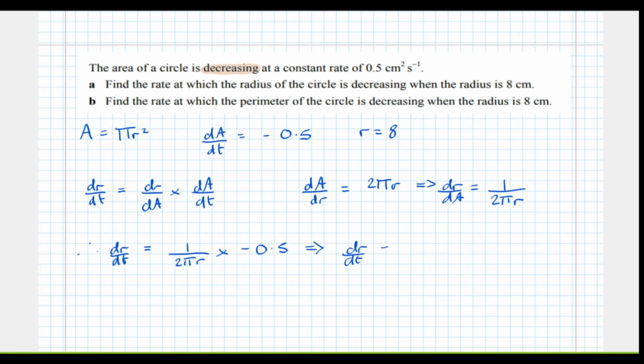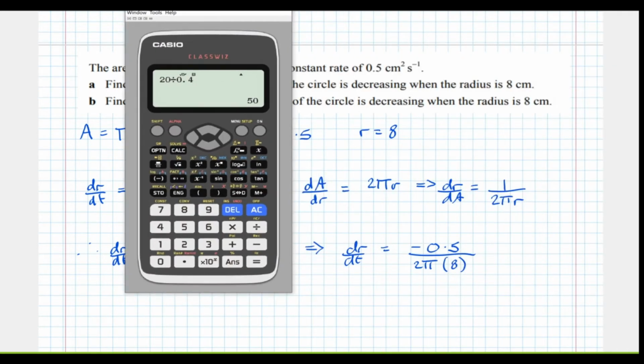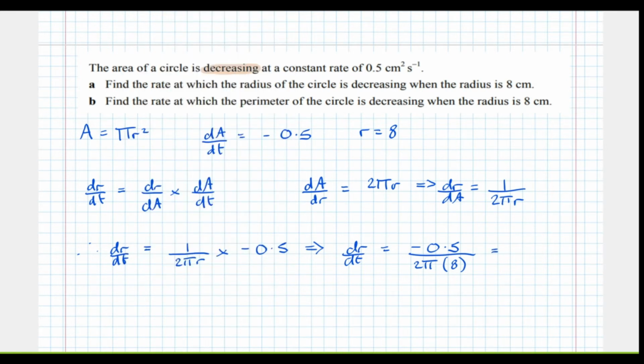dr by dt equals minus 0.5 over 2 pi, and we know that r is 8. Minus 0.5 divided by 2 times 8. If you've got any questions, by the way, please do type them in the chat. We'll keep pi out of it for now, otherwise we'll just get an irrational number. Equals minus 1 over 32 pi.